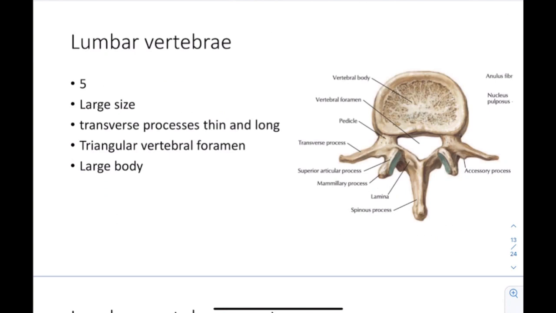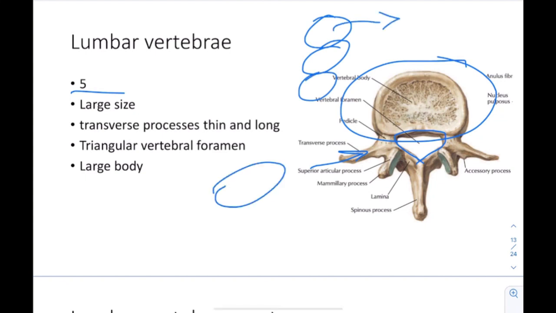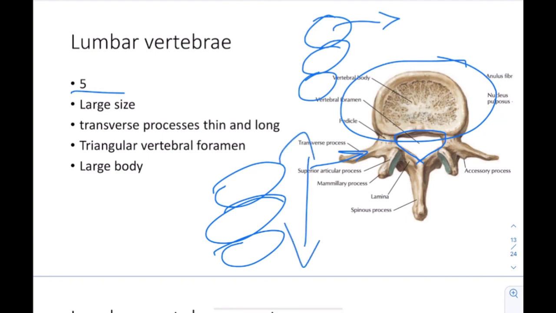Okay, so the lumbar vertebrae consist of 5 vertebrae. They're large in size, as you can see, very large. The transverse process is thin and long, and it has a triangular vertebral foramen. You can see here the vertebral foramen is triangular. By the way, many vertebral foramina make up the vertebral canal. When the vertebrae are stacked up together, they make up the vertebral canal, but individually the holes are called the vertebral foramen. And it has a large body, like I mentioned.